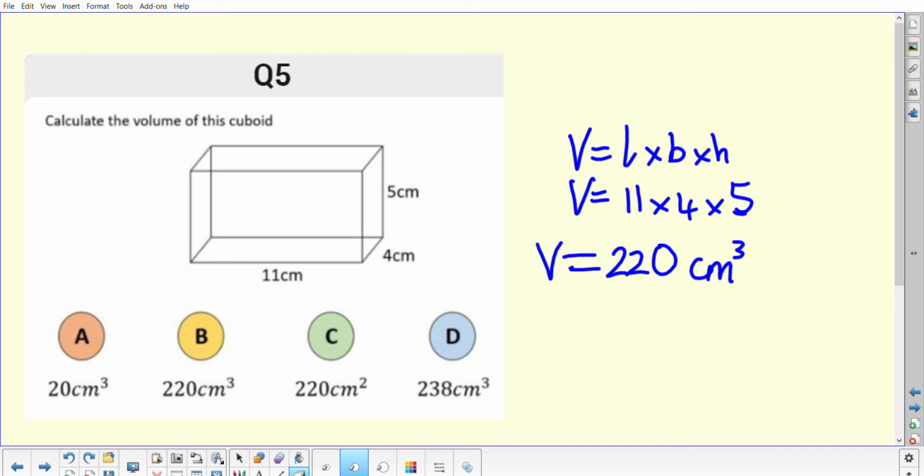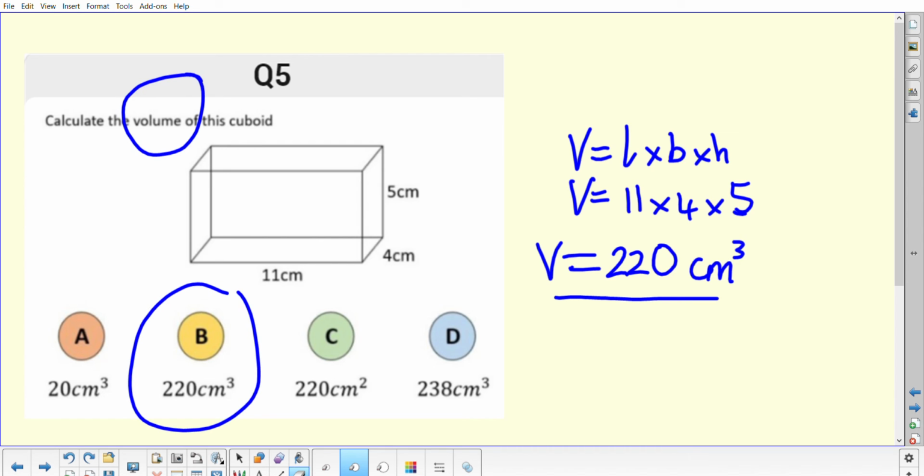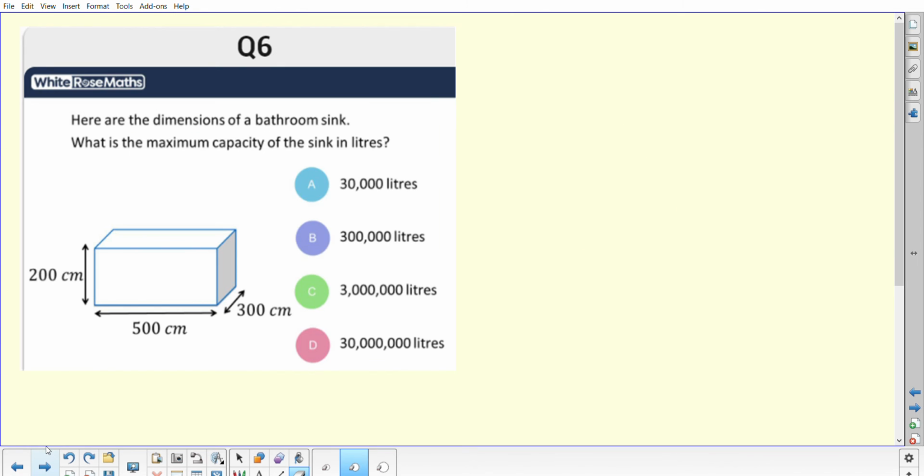So when you look through this, you can clearly see 220 appears twice. One of them is cm with a little 2, so square centimetres. The other is cm with a wee 3, so cubic centimetres. Because we are asked to calculate the volume of the cuboid, clearly it is the cubic centimetres that is the correct one. So it should have been answer B. Square centimetres, remember, is the unit for area.